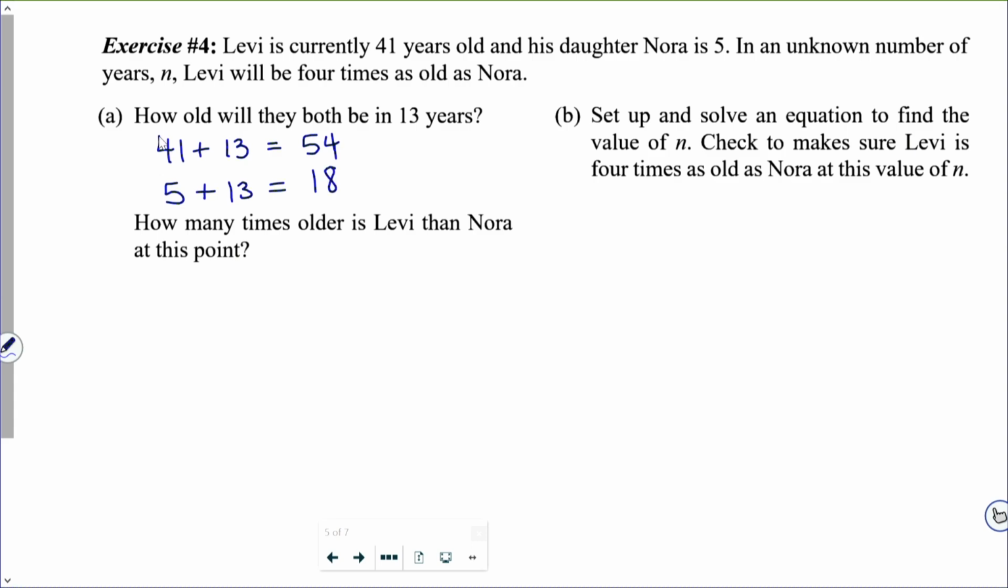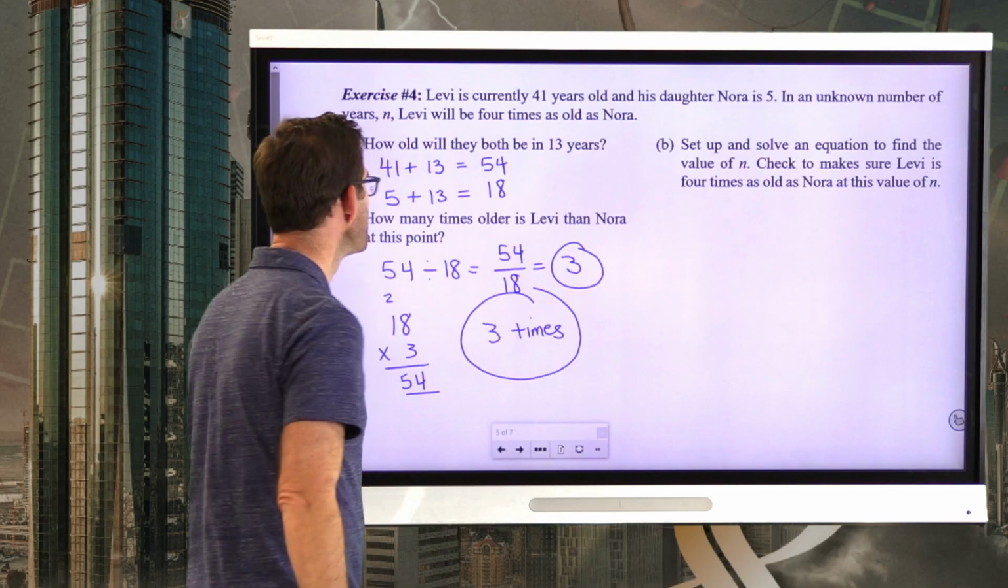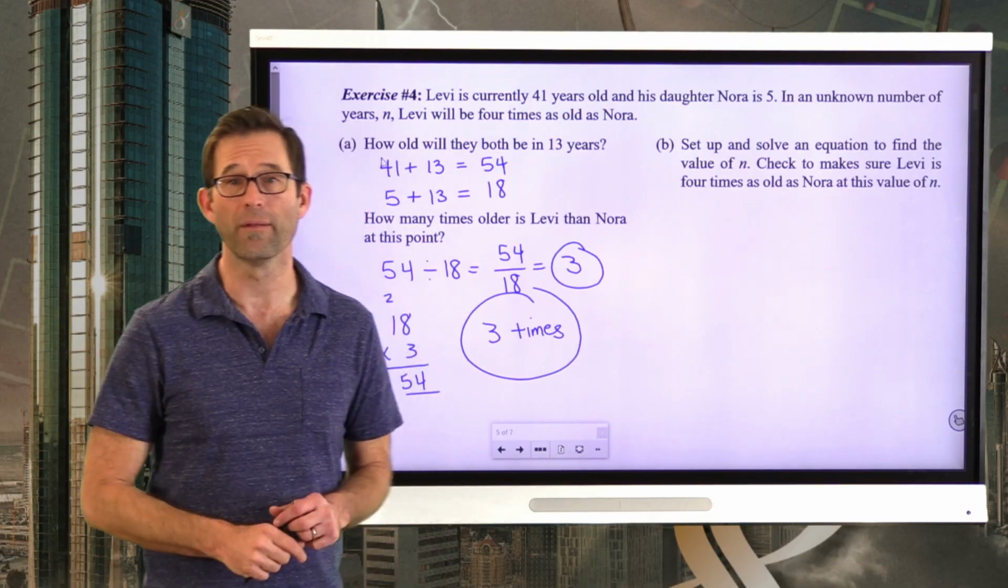If we want to know how many times older Levi is than Nora, then that means I'm going to do 54 divided by 18, or if you will in fraction form, 54 over 18. And that's going to be 3. So literally, if I do 18 times 3, I get 54. So after 13 years, Levi is 3 times as old as Nora is at that point.